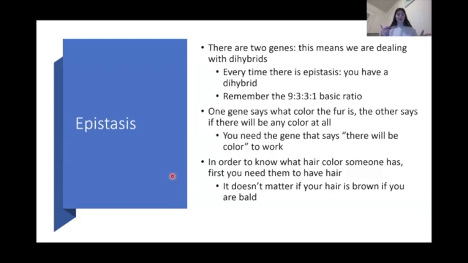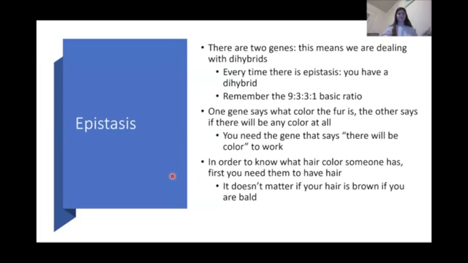In order to know what color hair someone has, first you need them to actually have hair. So if there's a bald person and you're looking at them, you're not going to know what color their hair is. And it doesn't really matter if their hair is brown or if their hair is blonde because they're bald. It's the same idea here with epistasis. You have one gene that's going to say, do they even have hair? And if they don't have hair, it doesn't matter what color it was going to be.